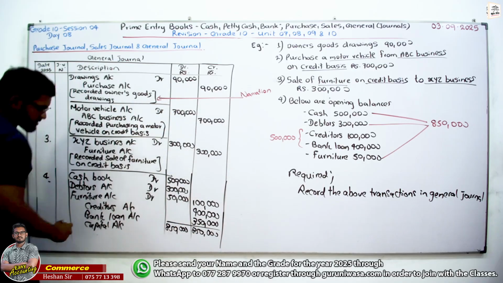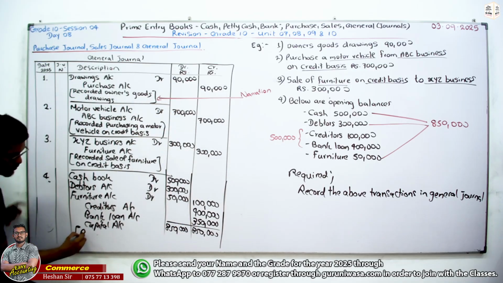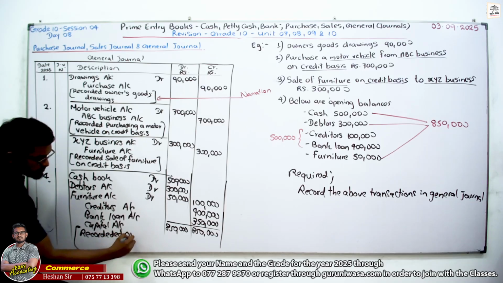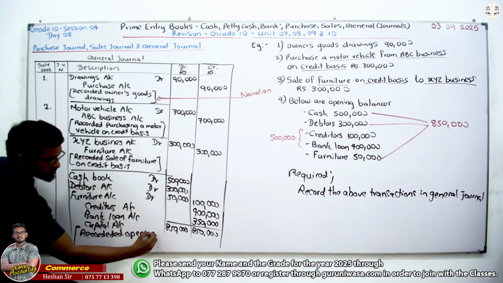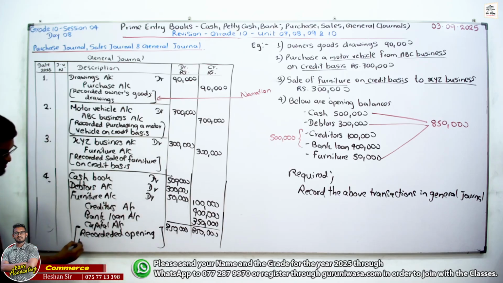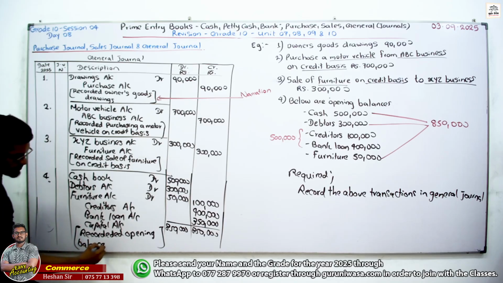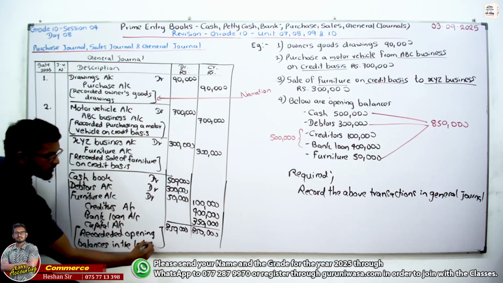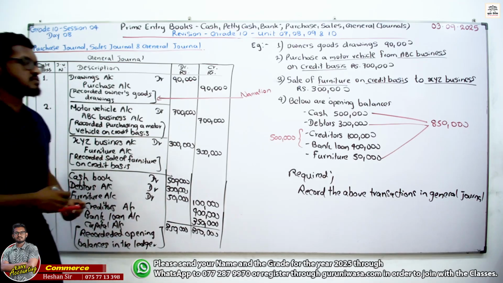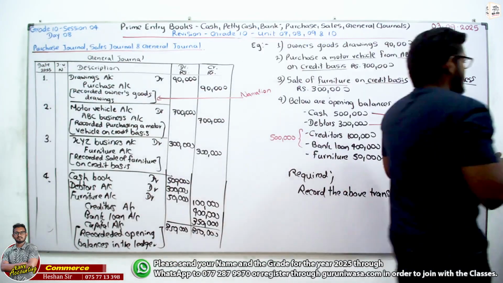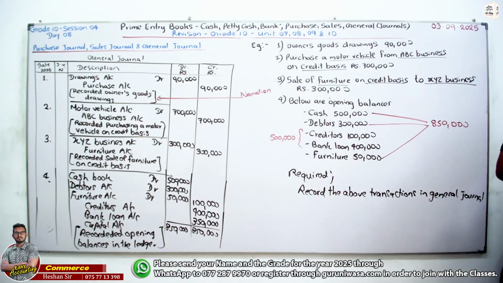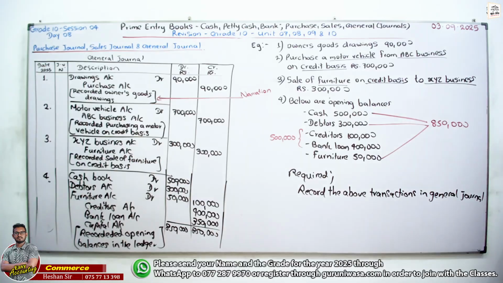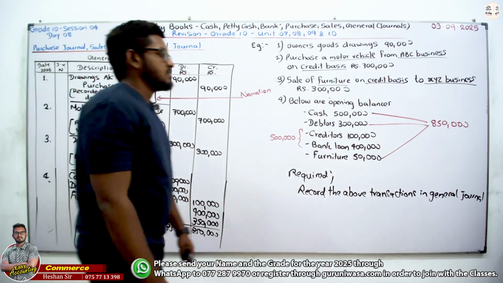Just write the narration: recorded opening balances in the ledger. Before writing in the ledger, we need to mention like this. That is how it goes. Then we can record the debit things in the accounts as BBF, and the credit things as BBF.